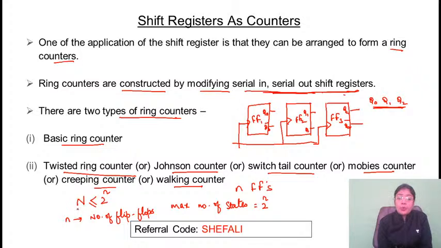Okay, and what does capital N represent here? Capital N represents the number of states.